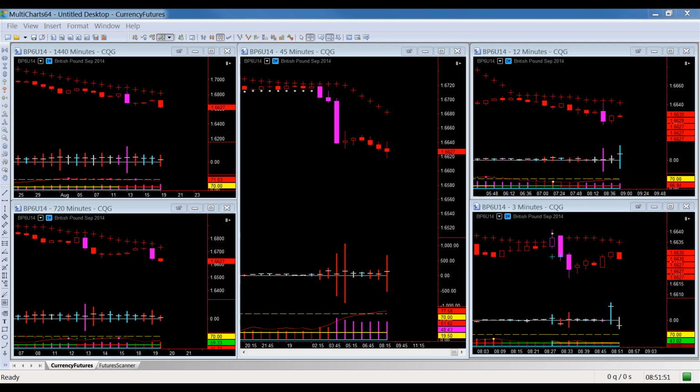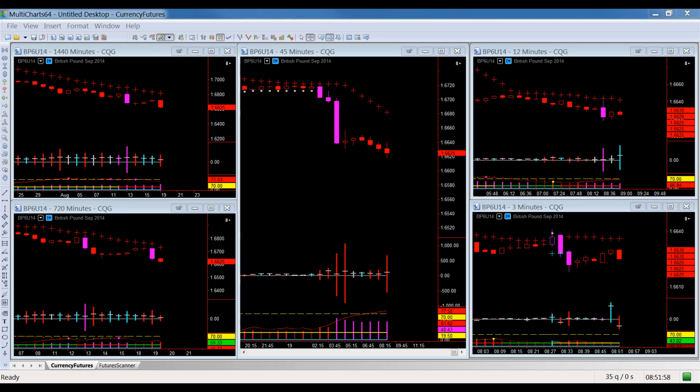Will I take a trade that has a magenta peak between 50 and 70? Sure. That's never been one of my requirements, that it has to be above 70.